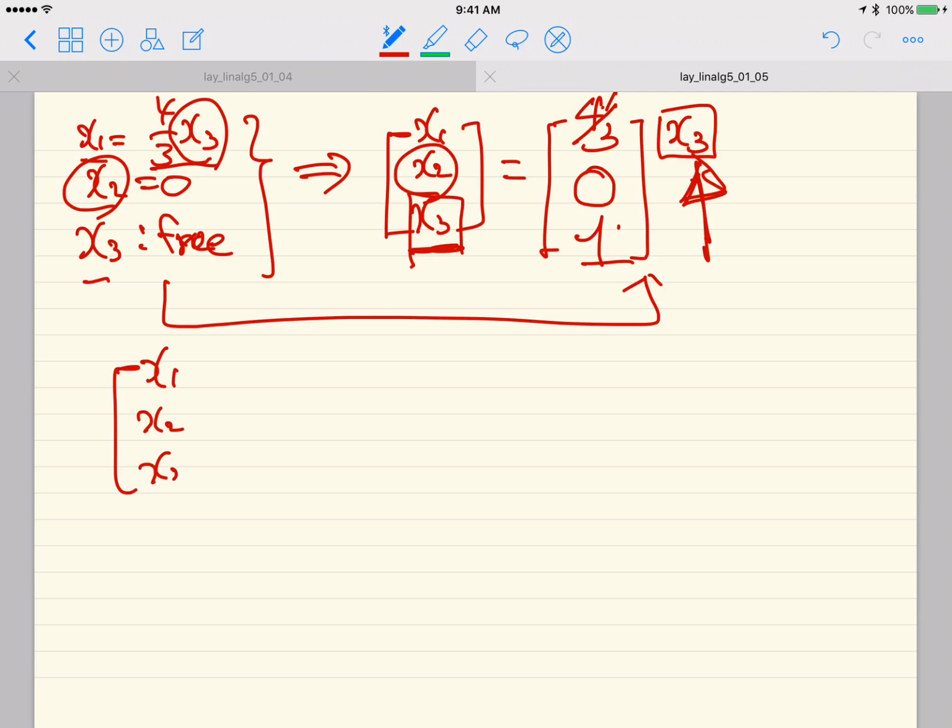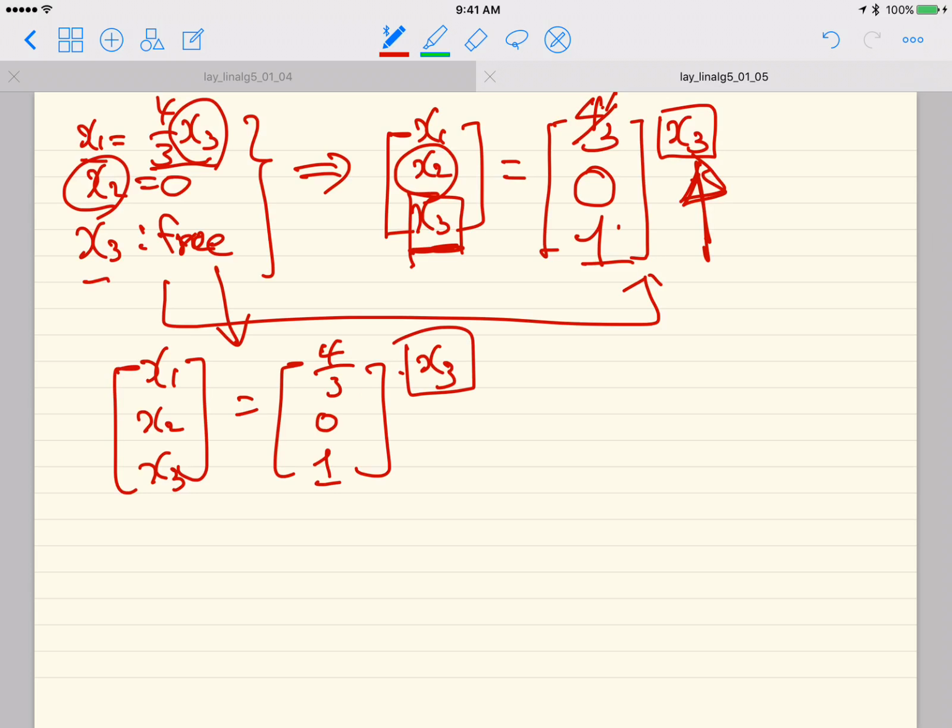So again, x1, x2, x3 can be written as 4/3, 0, and 1 times x3. This is a kind of vector equation form. So x3 is still any value that we can choose, okay? And this kind of representation gives us a new interpretation of this equation.